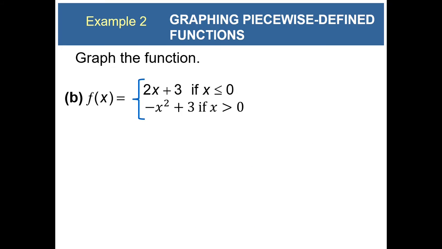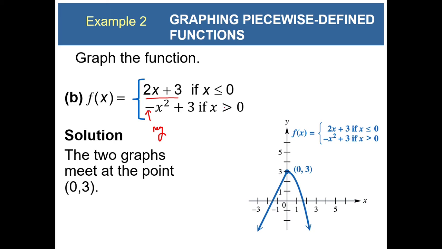In part B, notice that we are going to graph a line 2x plus 3. So I only need 2 points for that one. And the second one is a parabola. I know it's facing down because of that negative. So we'll need probably 3 points for that graph to make sure we have that nice U shape.